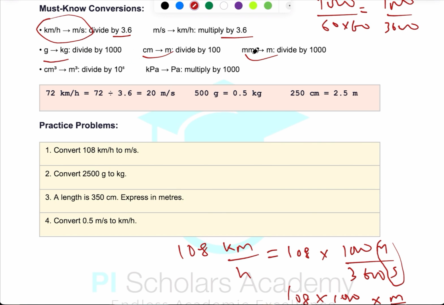So for these other ones as well, I've listed it. Just check it out. These are the common ones that you always find. Look at this centimeter cube to meter cube. Just divide it by what? 10 raised to power what? 10 raised to power 6. So you can practice as many as possible on your own.